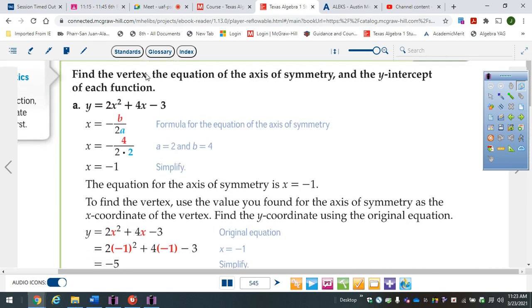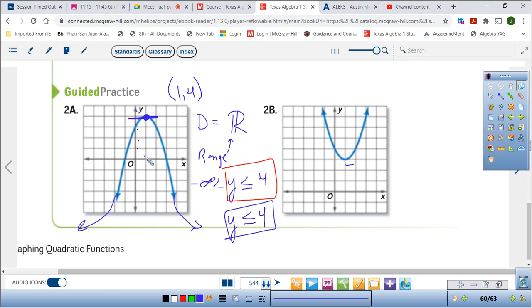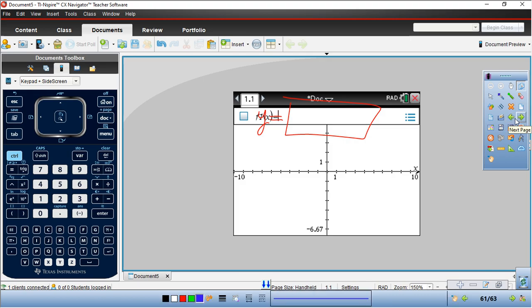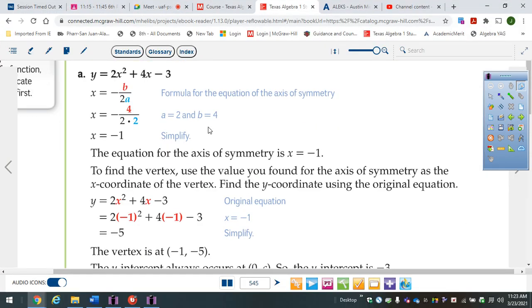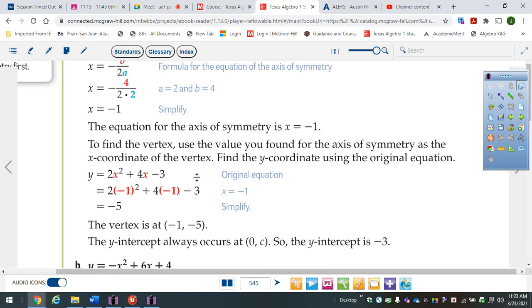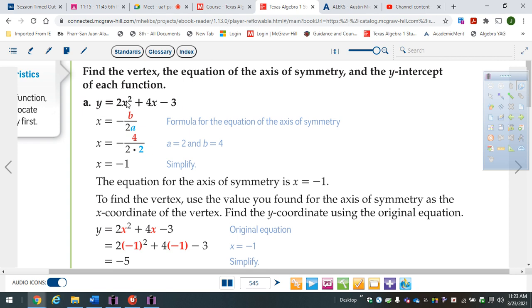Find the vertex of the equation, the axis of symmetry of the equation, and the y-intercept of each function. So this is kind of like not a graph. It's not a graph like this one. So I'm going to tell you to do this, if you don't mind. Graph it. Get your calculator and graph it. None of these are graphed, right? I always just graph it. Honestly, graph it. So when I give you this for your assignment, turn on your calculator.